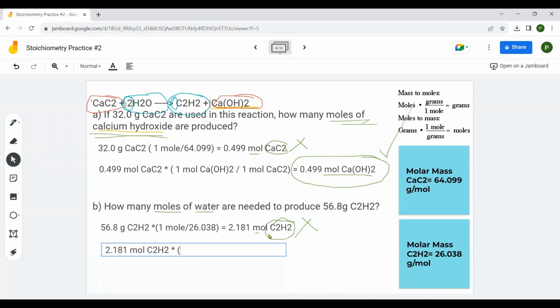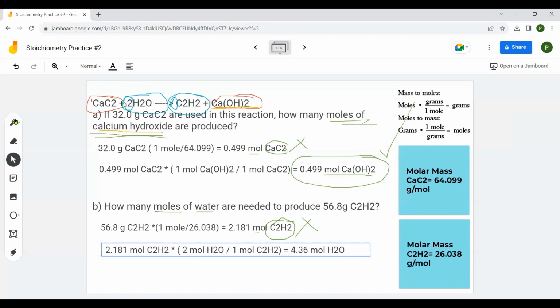And remember, our unknown is going on top, our known is going on the bottom. So in this instance, we know how many moles of C2H2 we want to end up with. So that one's going on the bottom, and our moles of water are going on the top. Our ratio again is 2-to-1. So we're going to have 2 mole of H2O over 1 mole of C2H2. We're going to plug that into our calculator and chug along. And we should end up with 4.36 mole of H2O.